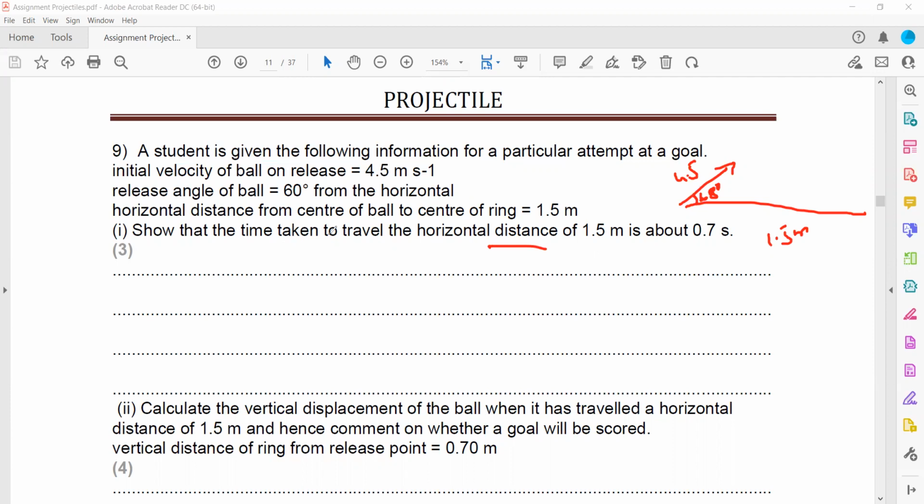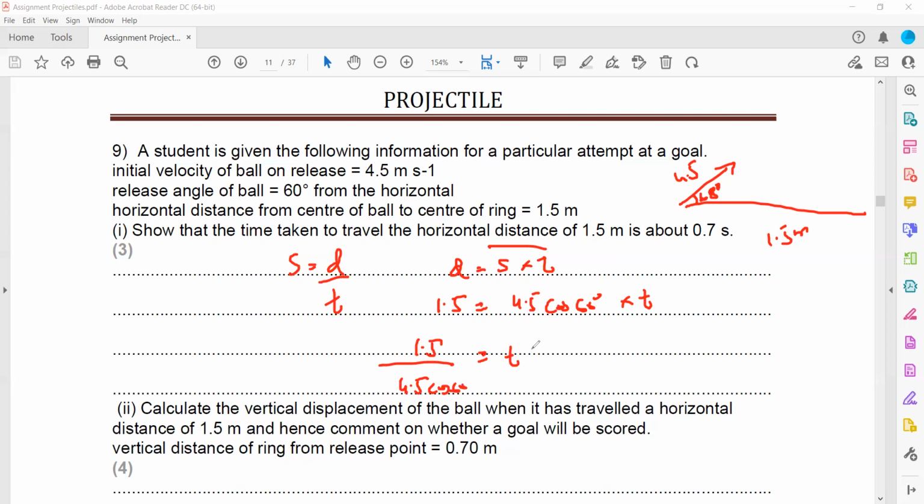So whenever range is given, speed is equal to distance divided by time, or distance, or range, is speed multiplied by time. So the distance traveled is 1.5. And what about the speed? Because we have the horizontal distance, we need a horizontal component. So what will be the horizontal component of the speed? That will be 4.5 cos 60 into t. So it will be 1.5 divided by 4.5 cos 60.